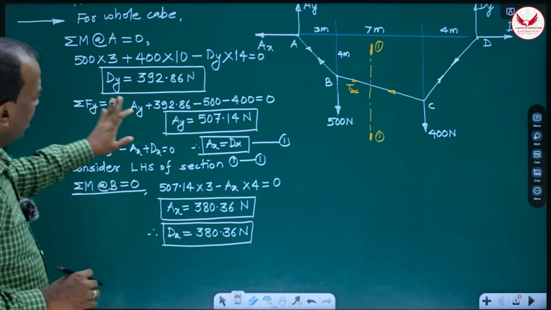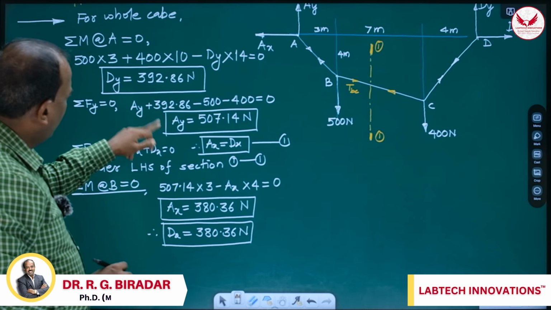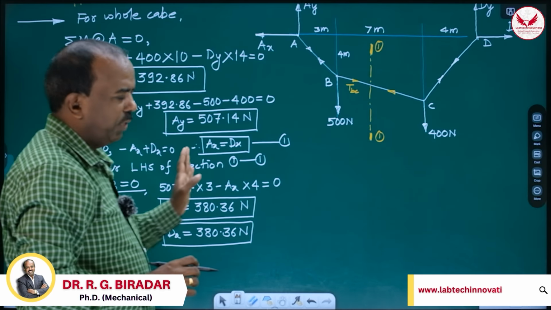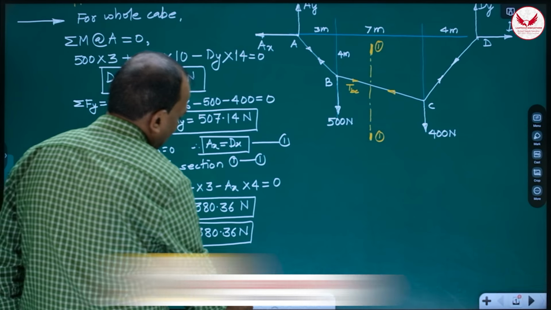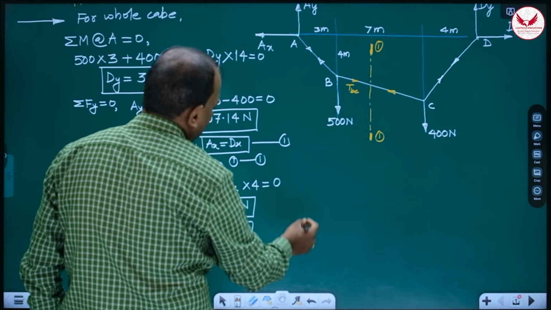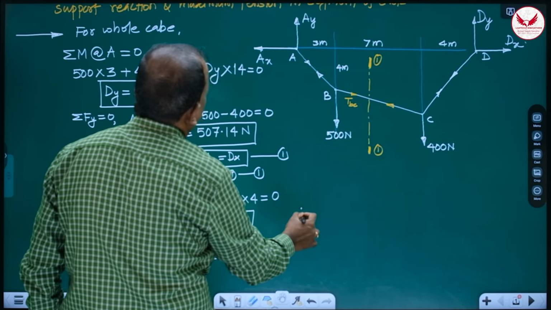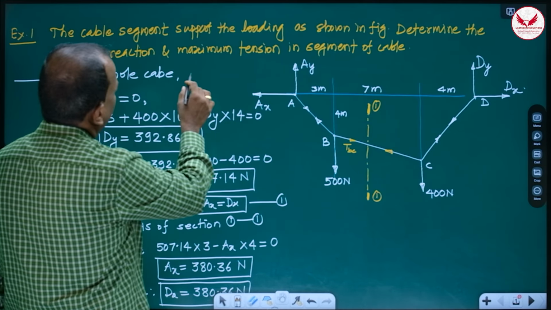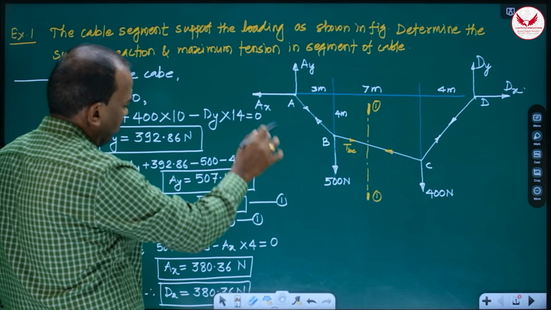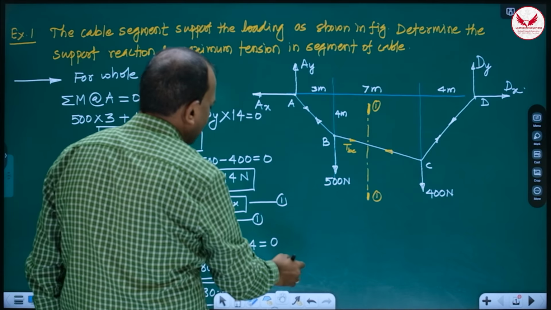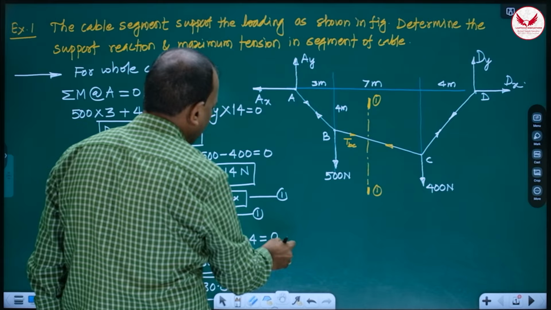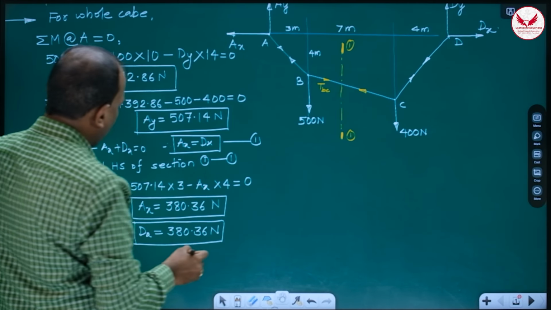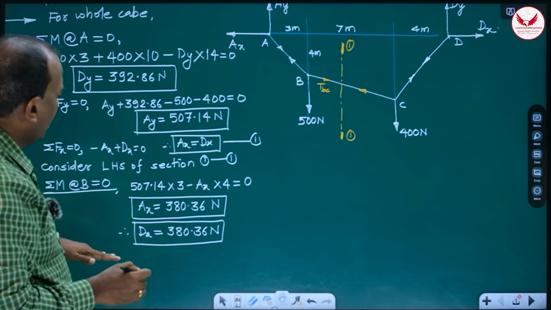So your first target should be what? Get AX, AY, DX, DY. And after this, whatever question is being asked, we can easily answer. Let us see what the question is. The question is: determine the support reaction and maximum tension in the cable segment. Correct. First we'll answer this, and I also wanted to tell some additional things. Support reaction means the reaction components we have calculated.